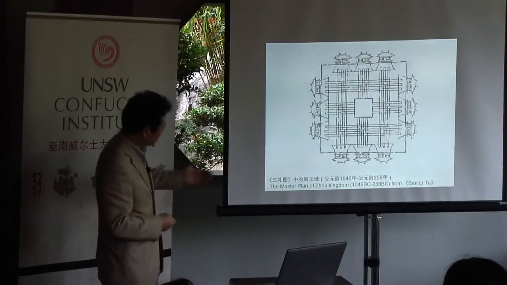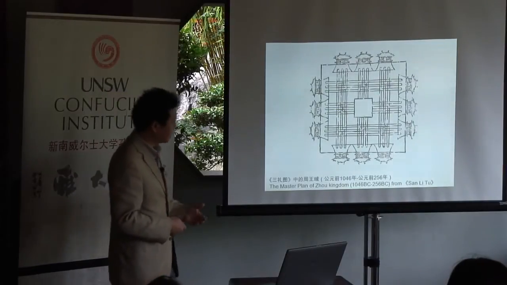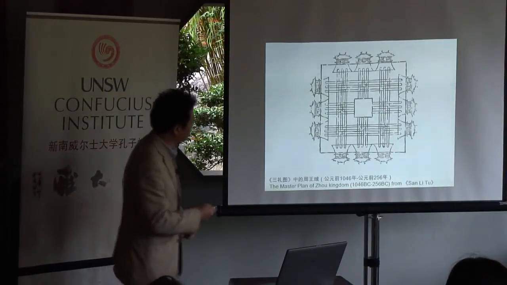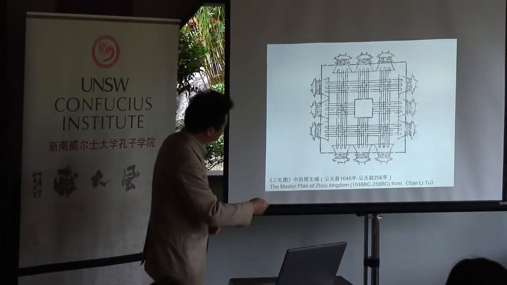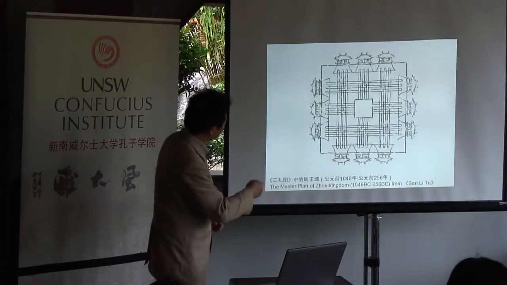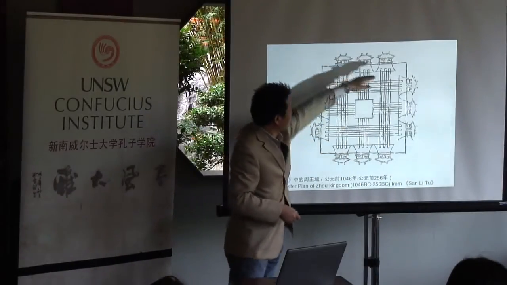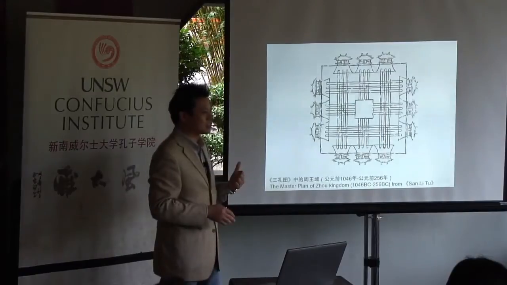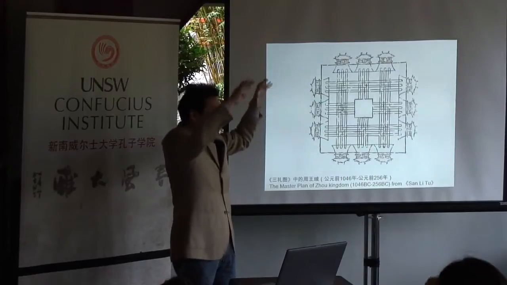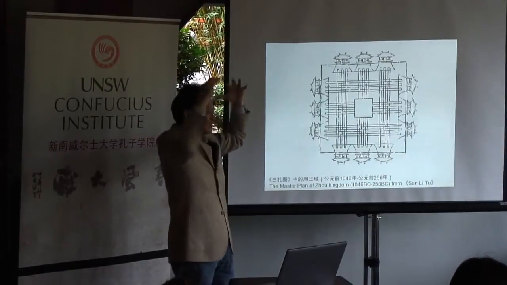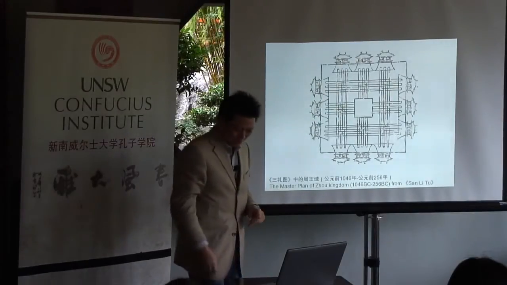Yeah, this is a master plan of Zhou Kingdom. It's more than 3,000 years ago. This is the center of the city, and we can find this axis. The city plan is always a square, because, as I just said, Chinese people always think that the heaven is round, a dome, and the earth is a square.